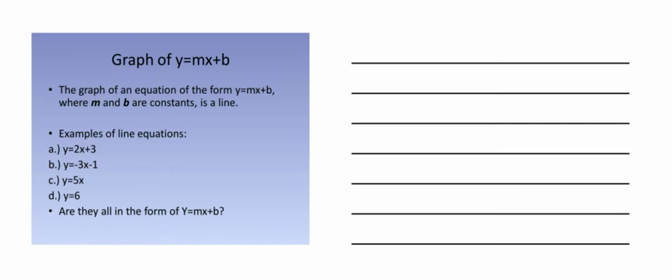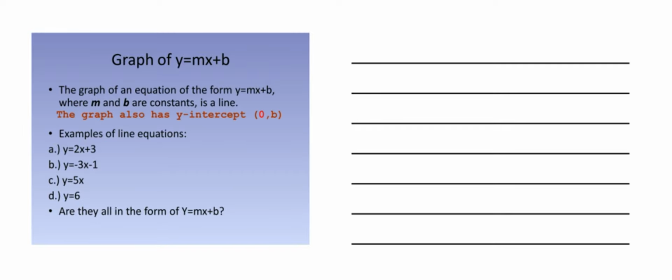Examples of line equations. A, we have y equals 2x plus 3. B, y equals negative 3x minus 1. C, y equals 5x. D, y equals 6. The question is, are they all in the form of y equals mx plus b? Just by looking over them real quick, it seems like maybe not. Agreed? Well, let's find out though.